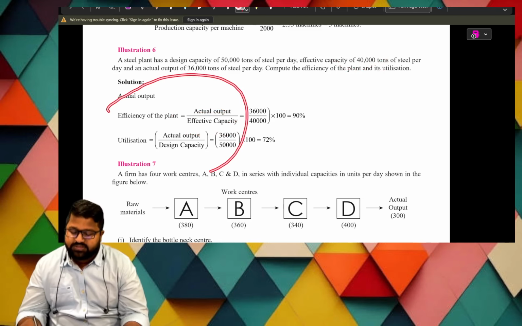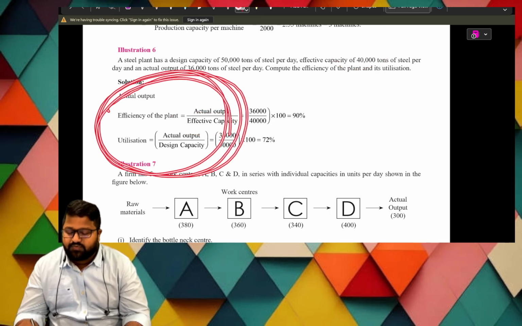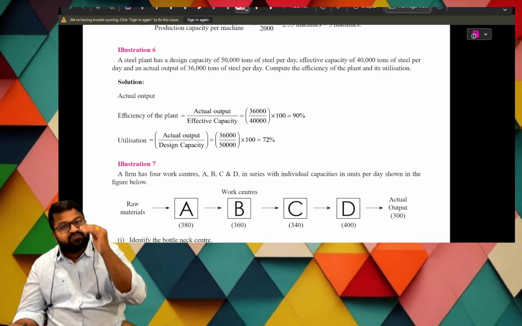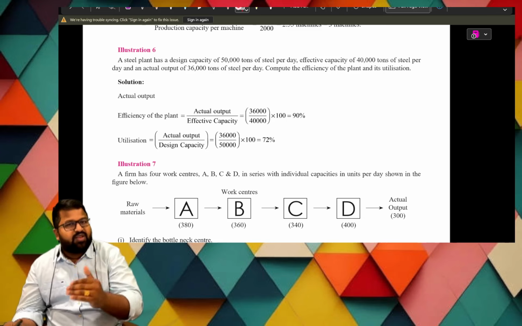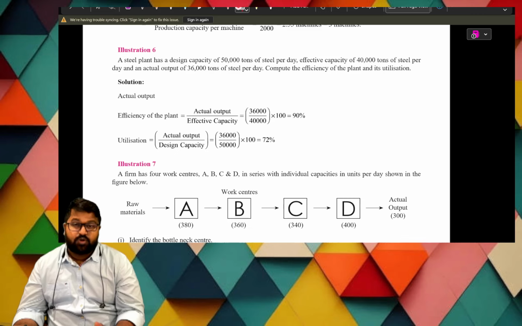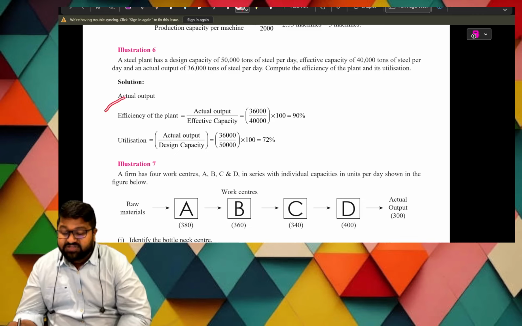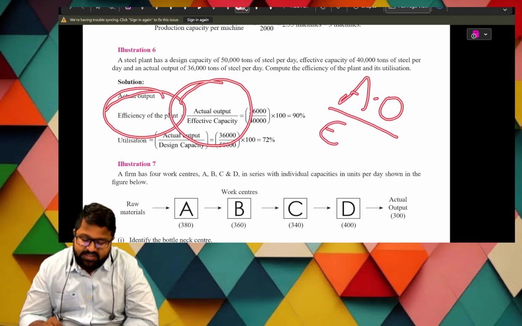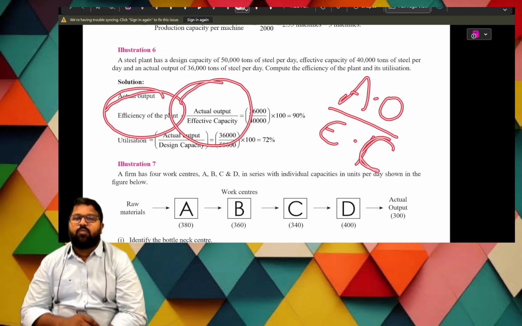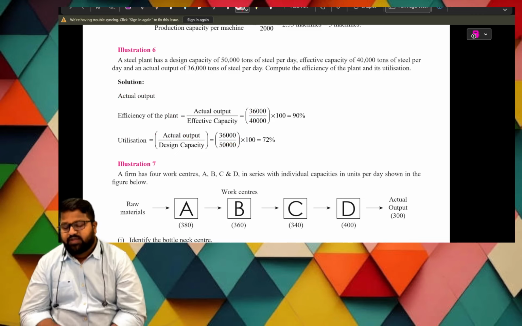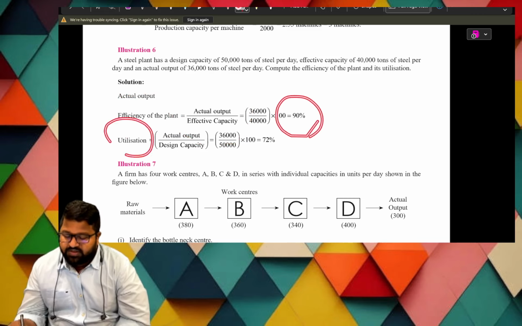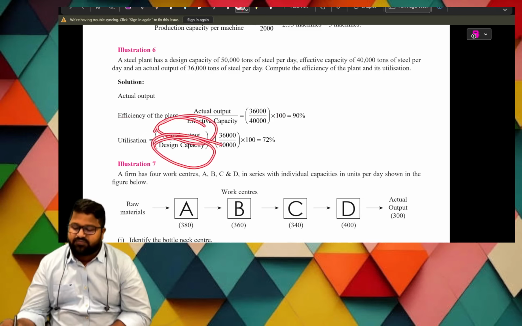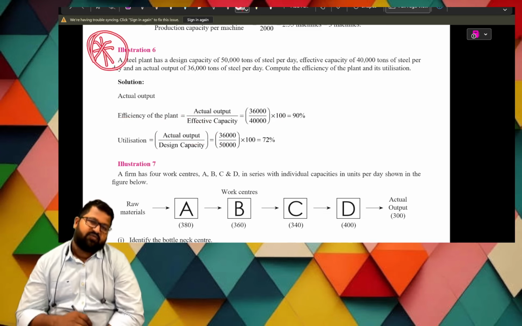Here the formula-based part is important. These formulas are important. We need not study the entire theory for these things. Theory is the first part, it is important, it is done. Now, do not give that much importance to the remaining theory; if you do, you will face trouble. The efficiency of the plant formula is actual output by effective capacity. You can expect this question in the form of MCQs also. So we'll get the percentage, 90%, and the utilization formula is actual output by design capacity. These formulas are important. This illustration is important from the exam point of view.